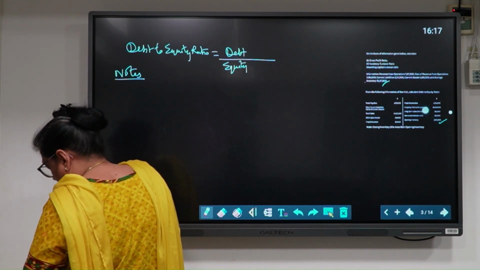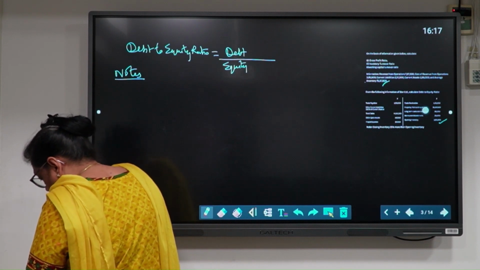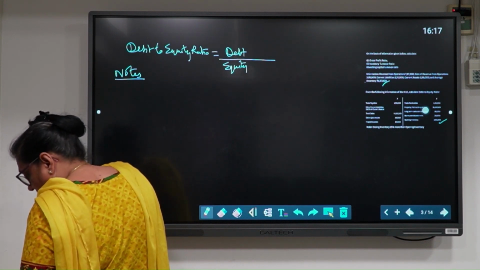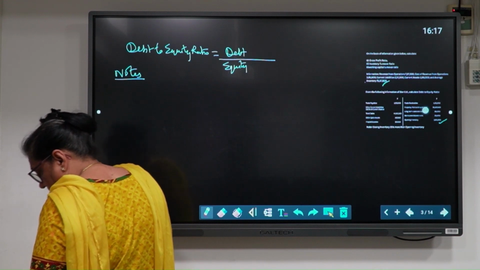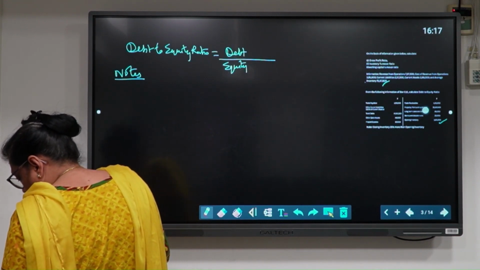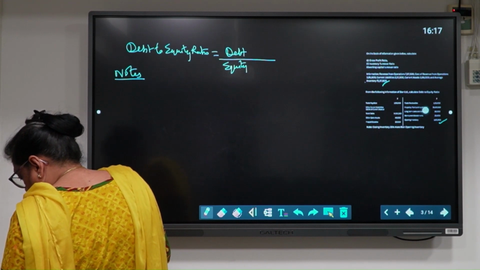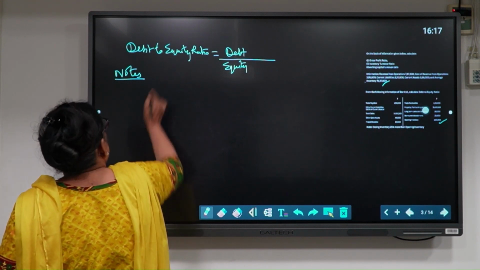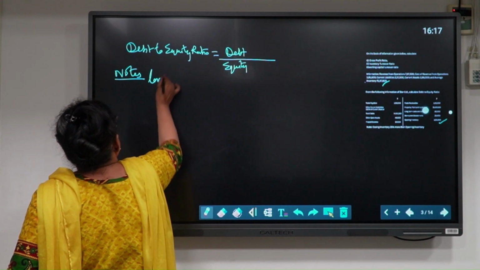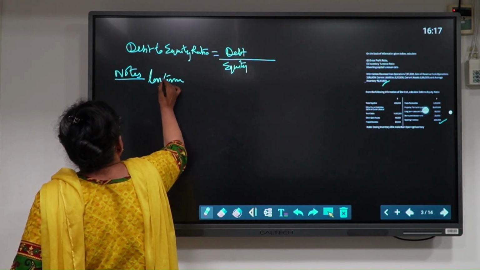Now let us work one by one. What have they told? Trade payable. Now total debts are given to us. So total debts, equity, total debts are how much? Total long-term debts. Debts are nothing but long-term debts.